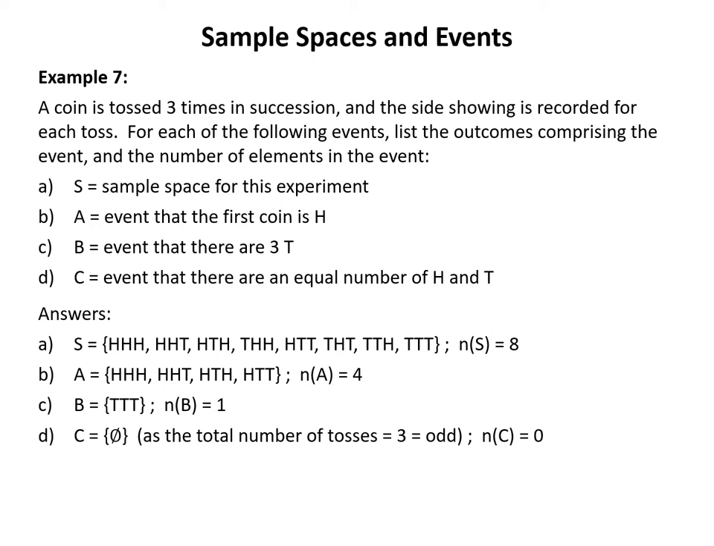And finally, in part D, C is the event that there is an equal number of heads and tails. Well, it turns out that C is the empty set, because the total number of coin tosses is 3, and since there can only be heads or tails each time, there would need to be an even number of tosses in order for them to be split equally between heads and tails. So since 3 is an odd number, it's impossible to get the same number of heads or tails. There has to be more heads or more tails. So the number of elements in C is 0.